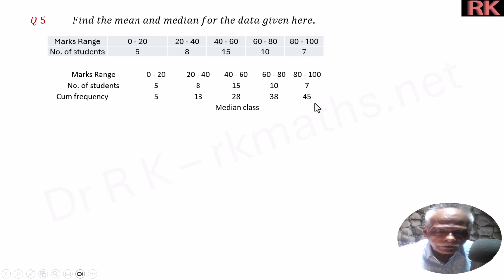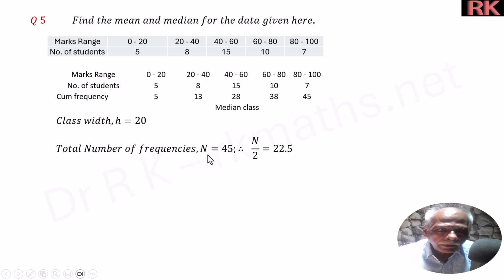So the total cumulative frequency, capital N, is 45, n by 2 is 45 by 2 is 22.5, comes here in this interval. Less than 28 is 22.5, greater than 30 is 22.5. Therefore, this is the median class interval. So class width is interval, class interval 20. Total number of frequencies, capital N is 45, that is cumulative frequency. N by 2 is 22.5, comes here. Therefore, 40 to 60 is the median class.